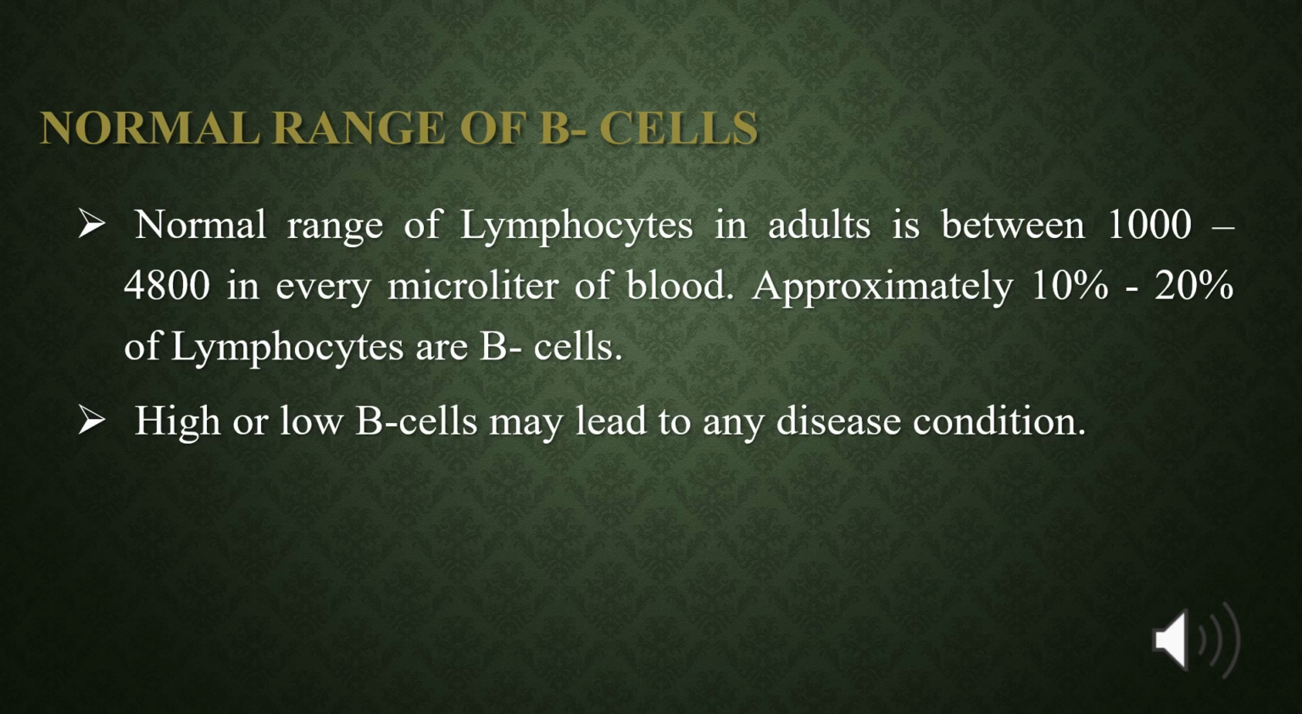Normal range of B cells in the blood. Normal range of lymphocytes in adults is between 1000 to 4800 in every microliter of blood. Approximately 10 to 20% of lymphocytes are B cells. Increase or decrease in B cells may lead to several disease conditions.